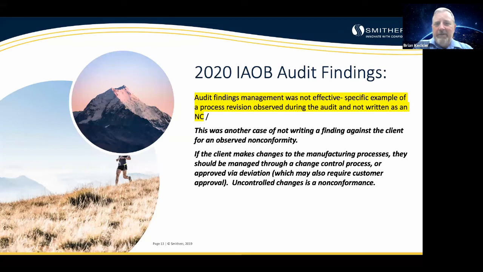So again, this was another case of an auditor not really writing a finding against the client for something that was observed as a nonconformity. The client had made a process change in manufacturing, and it hadn't gone through the appropriate change management, change control processes, or through an approved deviation. And in those cases may also require customer approval if you're deviating in the process. So it was a case of an uncontrolled change that should have led to a nonconformity. We're relying on auditors in this case, again, to know the requirements and write the finding when you see these kinds of things.